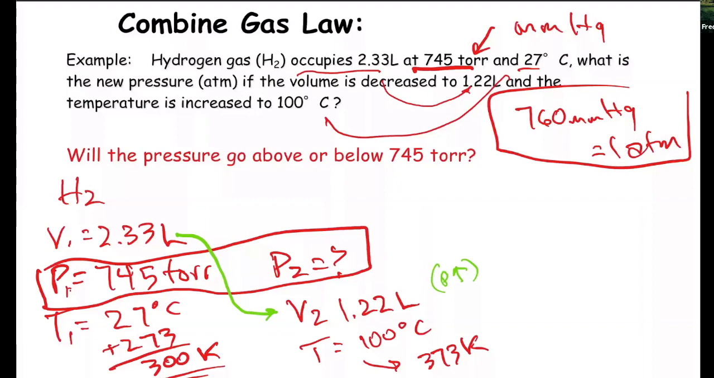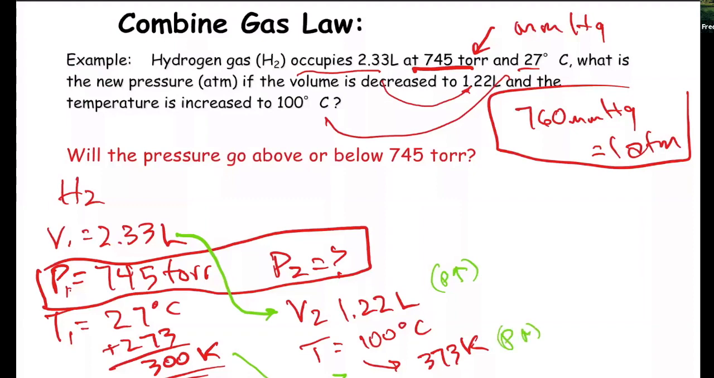Let's take a look at the temperature. The temperature goes from 300 to 373. Think about it again. We go from 0 degrees to 373 in terms of the temperature. What do you think would happen to the pressure? Well, the pressure too would also go up. So you would expect an answer.